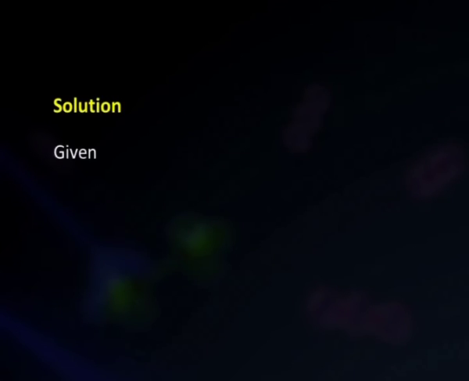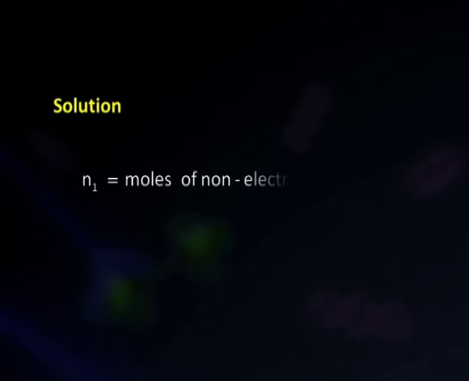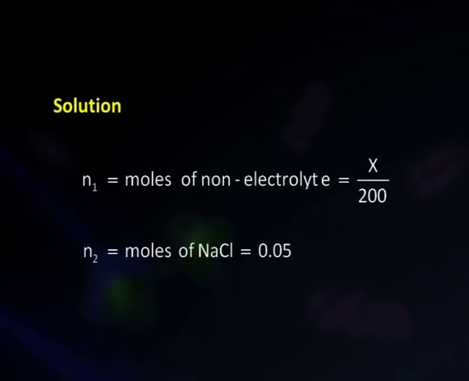The osmotic pressure is given to be equal to 4.92 atmospheres, the temperature is 27 degrees Celsius, that is 300 Kelvin, and the volume of the solution is 1 liter. n1 is equal to the moles of the non-electrolyte. As X grams of the non-electrolyte has been dissolved, the number of moles of the non-electrolyte will be equal to X upon 200, because 200 is the molecular mass of the non-electrolyte. n2 is the number of moles of sodium chloride, which is given to be equal to 0.05.